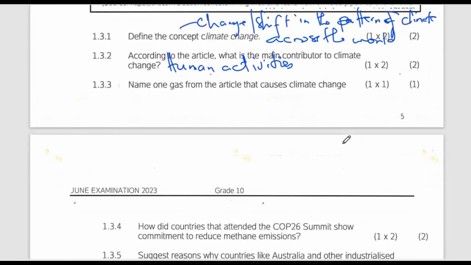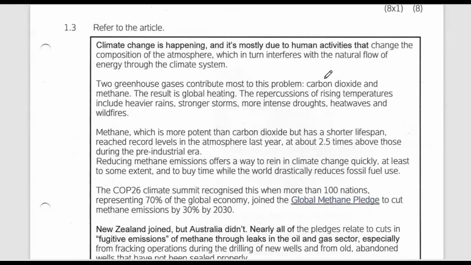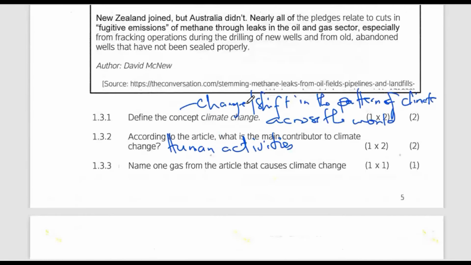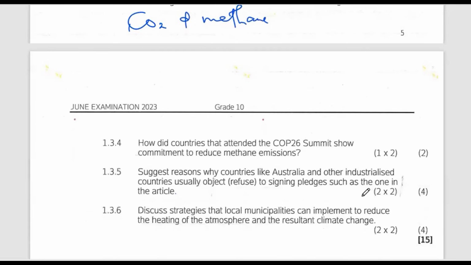Name one gas from the article that causes climate change. The gases are clearly indicated. It talks about carbon dioxide. It talks about methane. So basically, if you check on those two, they are the ones indicated in the text. Carbon dioxide and methane are the ones indicated in the article as the contributing gases to the problem of climate change.